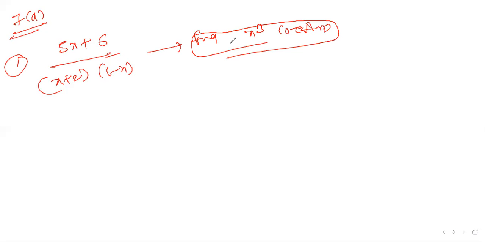Whatever the power coefficient, keep it aside. First, you take the question. How does the question look? 5x plus 6 by x plus 2 into 1 minus x. Is it model 1, model 2, or model 3? Model 2, sir. Model 2. What is model 2? Tell me, please. Which is greater? Your denominator is greater. That is what we are learning.